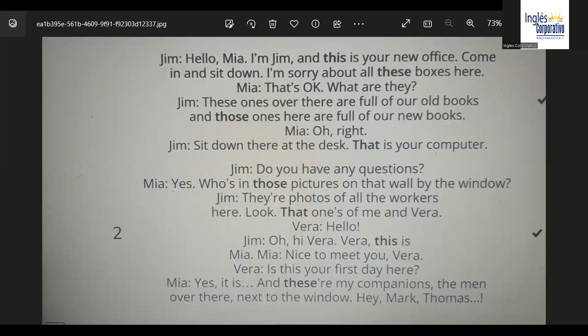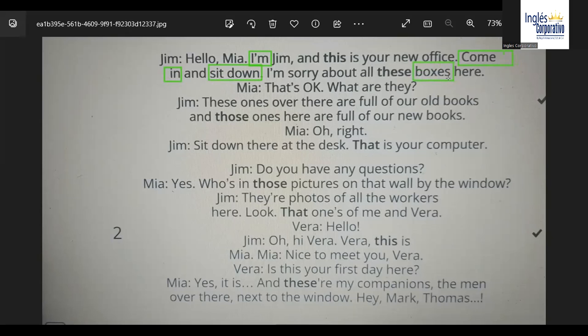Hello, Mia. Jim. And this is your new office. Come in. Remember, you have the phrasal verb, come in. So it goes all together. Come in and sit down. Come in and sit down, guys. Example, come in.